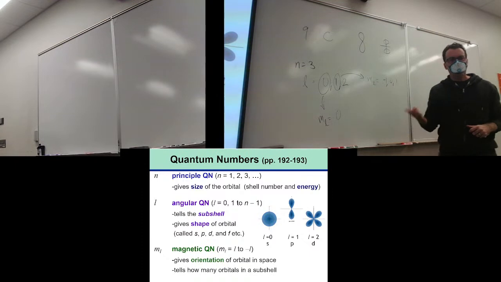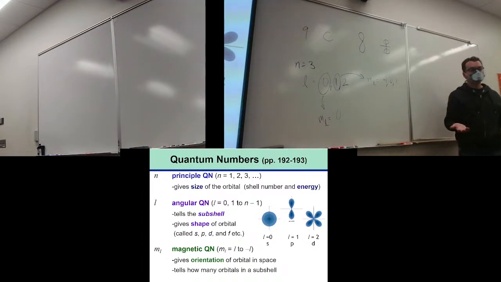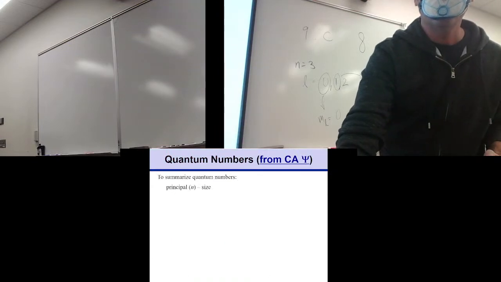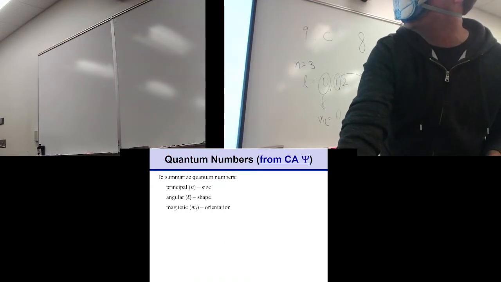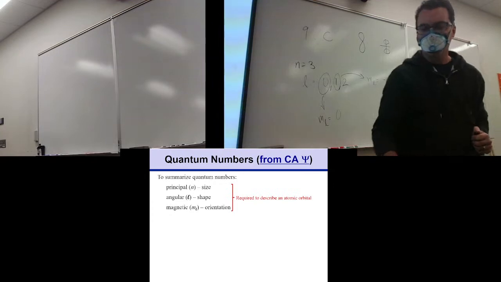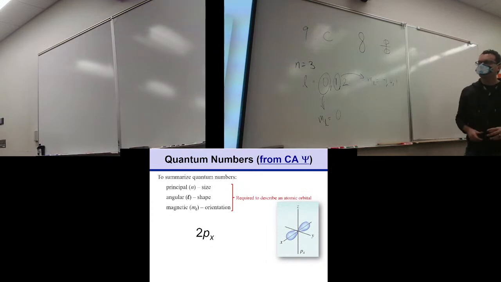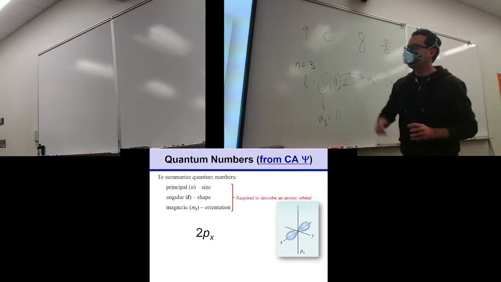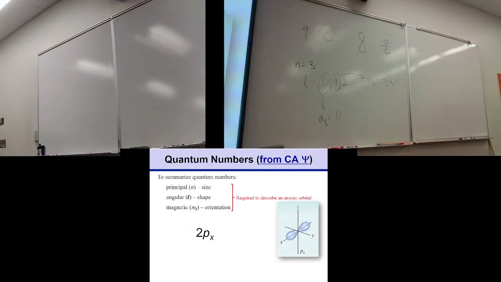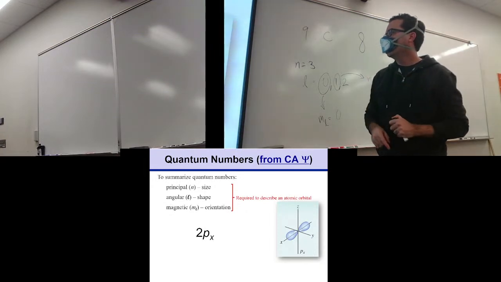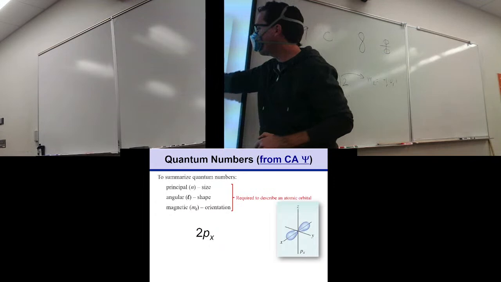So these are the 3 quantum numbers that define what your orbital looks like, this region of space where the electron is allowed to exist. N is the size, L gives you the shape, M sub L gives you orientation. You need all 3 to describe an orbital. So if I were to tell you a 2p orbital, and in addition we're going to include the direction it's pointing, in the x direction, so if you have the 3-axis Cartesian coordinate, this one's pointed along the x-axis.